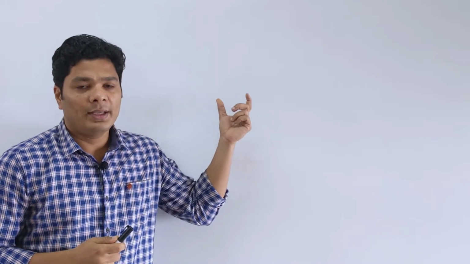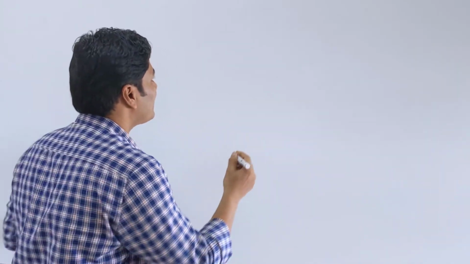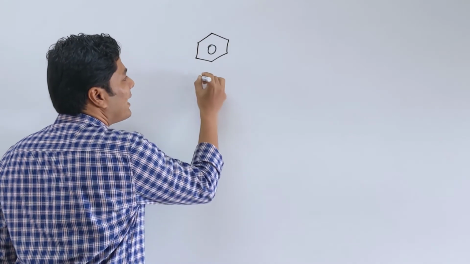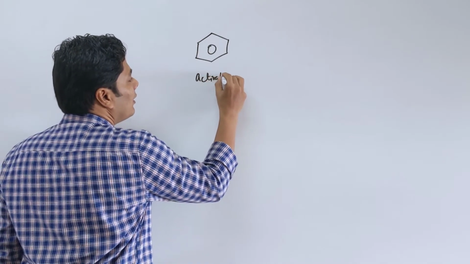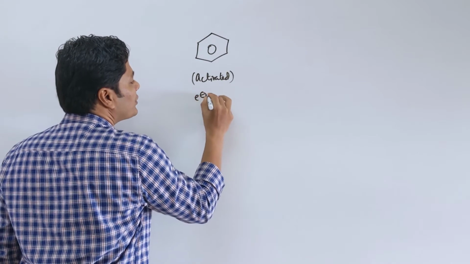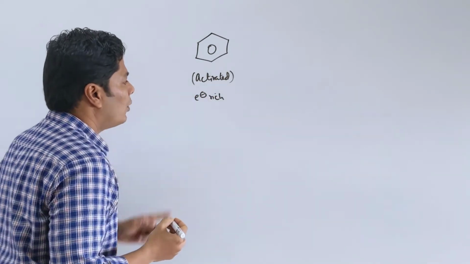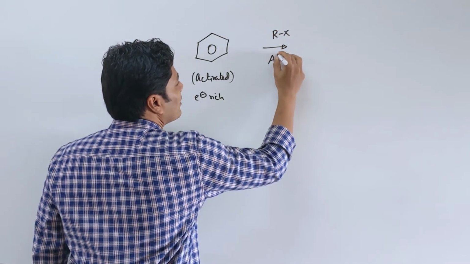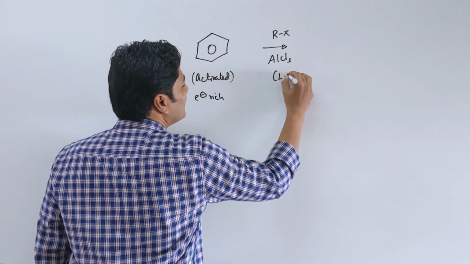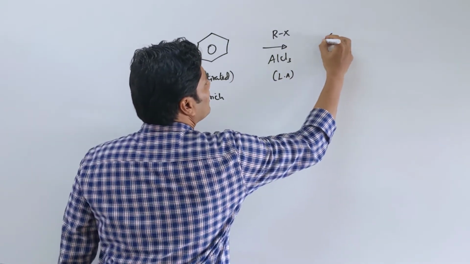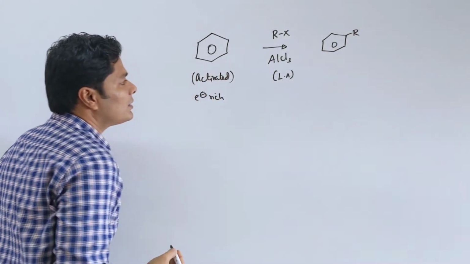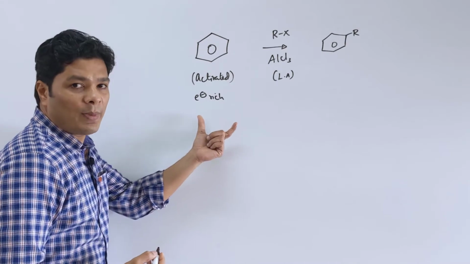The most important reaction of a haloarene is the Friedel-Crafts reaction. In Friedel-Crafts reaction, you can have benzene or substituted benzene. It has to be an activated ring, meaning the ring has to be electron rich. When you treat it with RX in the presence of AlCl3 or any Lewis acid, you get the corresponding R group substituted. So this is an example of an electrophilic aromatic substitution reaction.